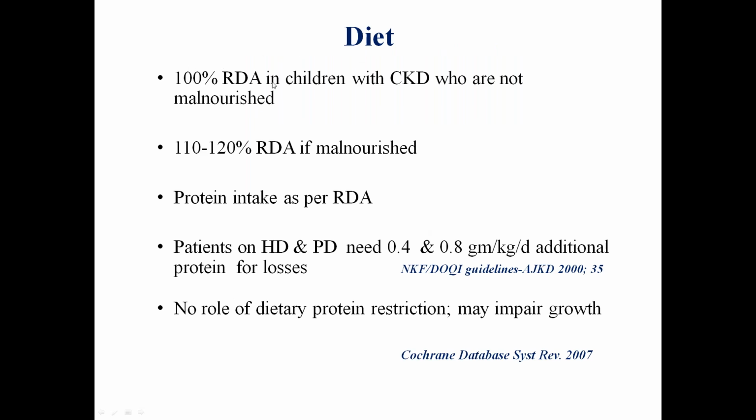Now, it is important to give all these patients 100% of their RDA if they are not malnourished. But if they are malnourished, they will require much higher calories, and they would also require a higher amount of protein. Now, if you talk about adult CKD, the moment we hear the word CKD, we say that we need to restrict proteins in these patients to prevent the progression of CKD. However, there is no role of dietary protein restriction in pediatric CKD because growth failure may occur. And most patients who are on hemodialysis and peritoneal dialysis, in fact, need much higher amounts of proteins as they are losing proteins in both hemodialysis as well as peritoneal dialysis.